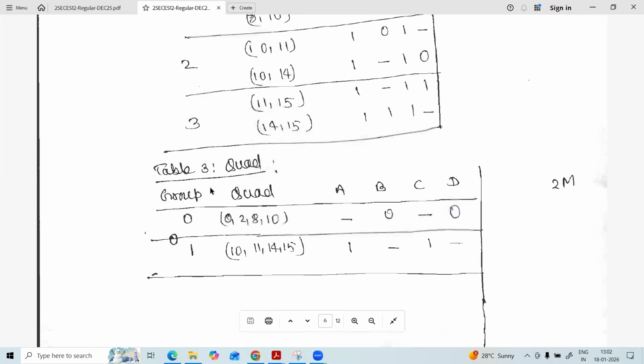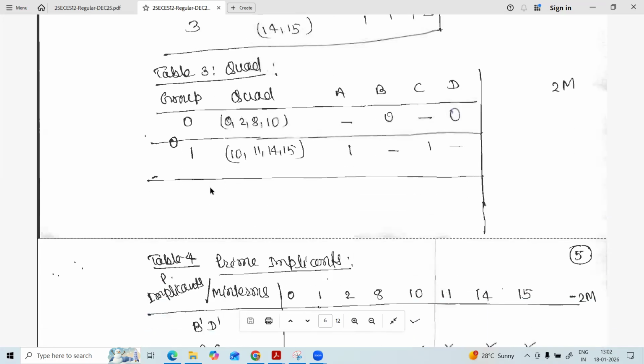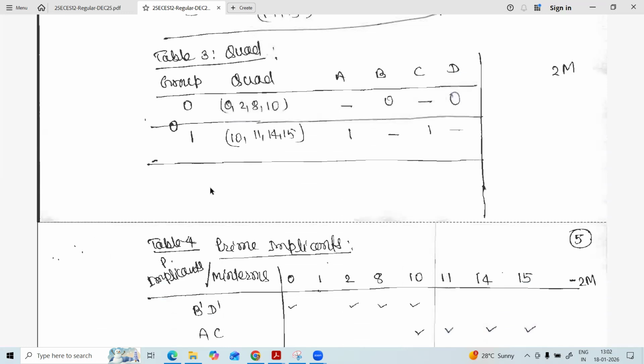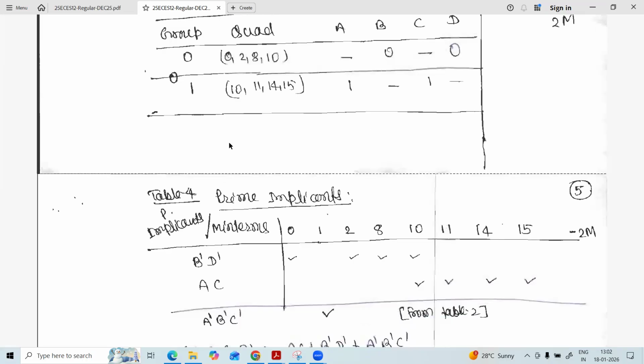Once we make the quad, now if you see that an octet is possible, we'll go for the octet. But in this combination of quads, if we get the same minterms, then we write it only one time. So finally, the octet is not possible. After that we'll go for the prime implicants.